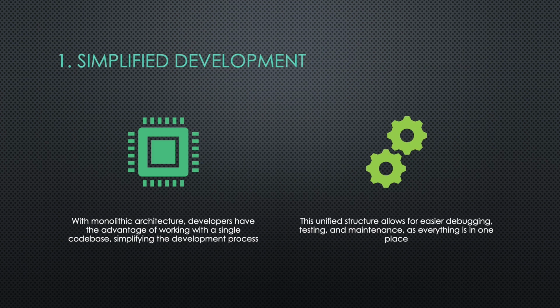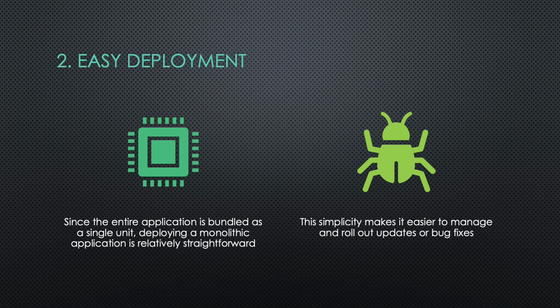1. Simplified development. With monolithic architecture, developers have the advantage of working with a single codebase, simplifying the development process. This unified structure allows for easier debugging, testing, and maintenance, as everything is in one place. 2. Easy deployment. Since the entire application is bundled as a single unit, deploying a monolithic application is relatively straightforward. This simplicity makes it easier to manage and roll out updates or bug fixes.